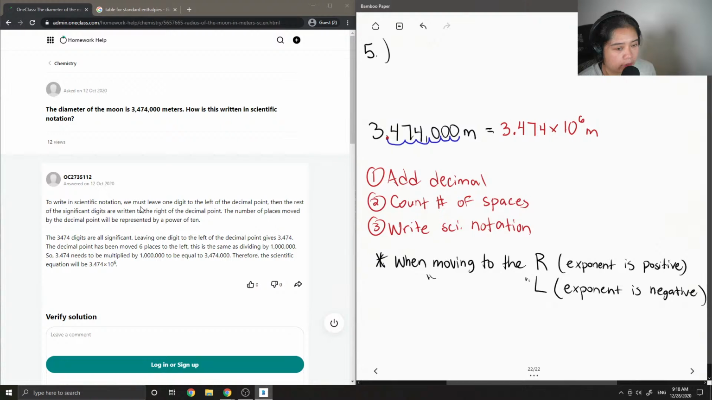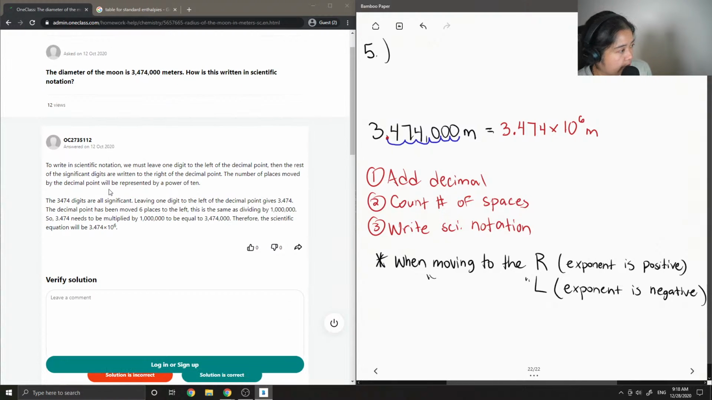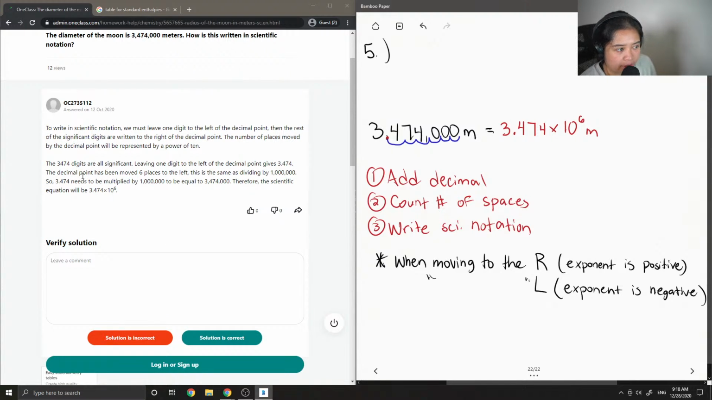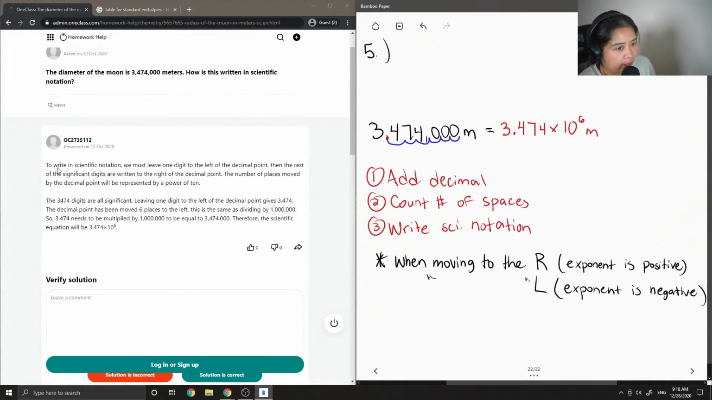Okay, so let's see what the junior tutor said. To write in scientific notation, we must leave 1 digit to the left of the decimal point, and the rest of the significant digits are written to the right of the decimal point. The number of places moved by the decimal point will be represented by a power of 10. The 3474 digits are all significant, so leaving 1 digit to the left of the decimal gives 3.474.